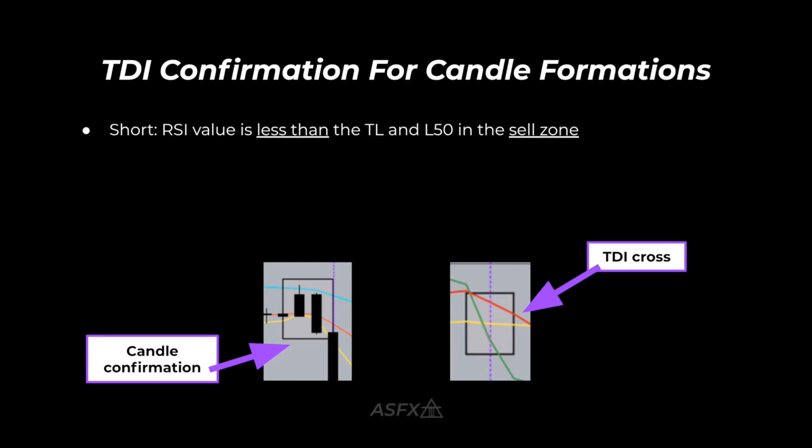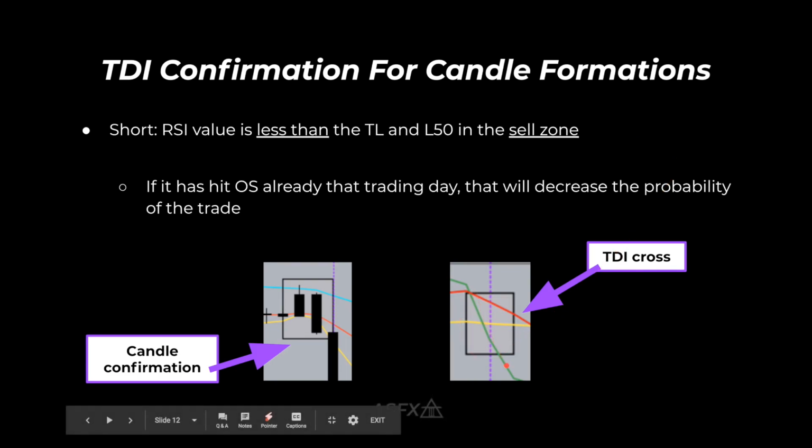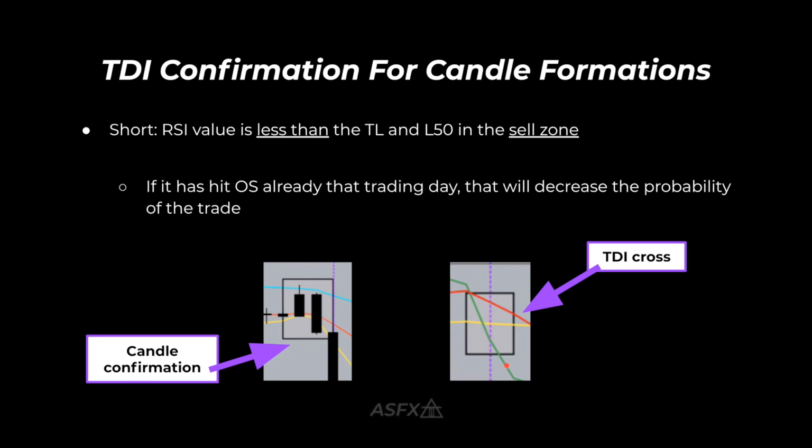So short, it's just the inverse. The RSI value is going to be less than the trend line and the liquid 50 in the sell zone. You're going to get that RSI moving through in the sell zone. And there's other parameters to this, like we talked about overbought and oversold and things like that, and I'm going to tie that in as we get into the markups.